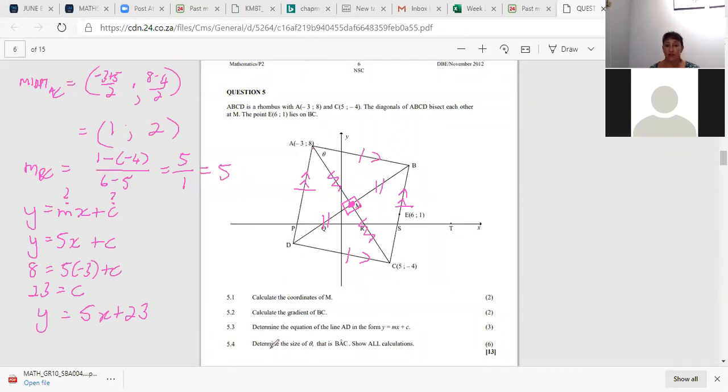And then it says determine the size of theta, angle BAC, so this angle. And that angle is in the middle of nowhere. And remember what we said about an angle in analytical geometry. Think of tan theta equals m. Okay, but now our theta is not going to be that angle, because remember, this formula works for the angle of the horizontal.